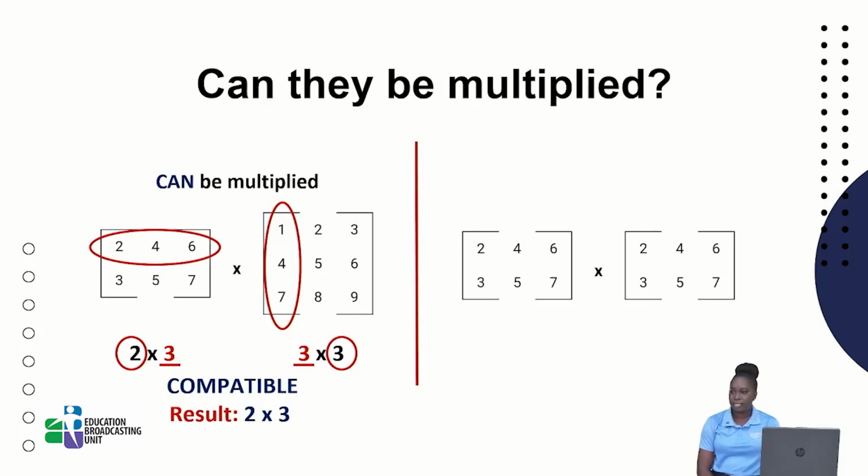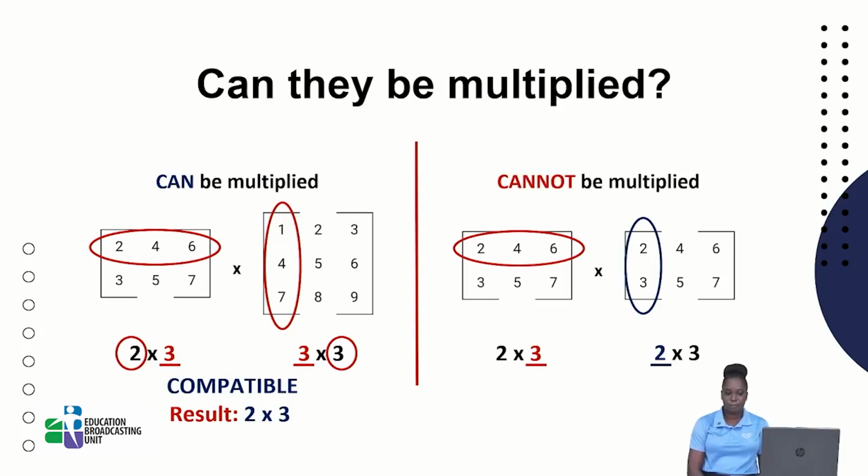Let's take a look at the second example. We have the same 2 by 3 matrix from before, multiplied by itself, but we'll notice that the number of columns in the first matrix does not match the number of rows in the second matrix. And so therefore, this is not compatible, and so therefore cannot be multiplied.